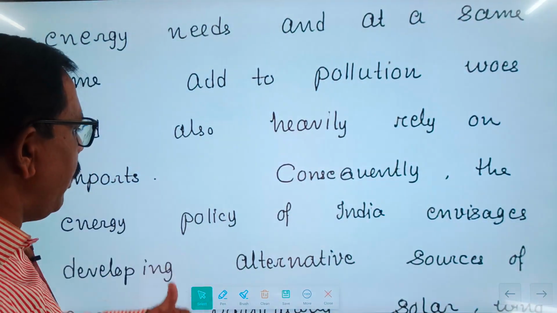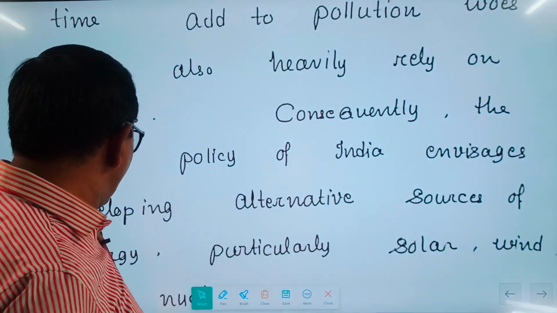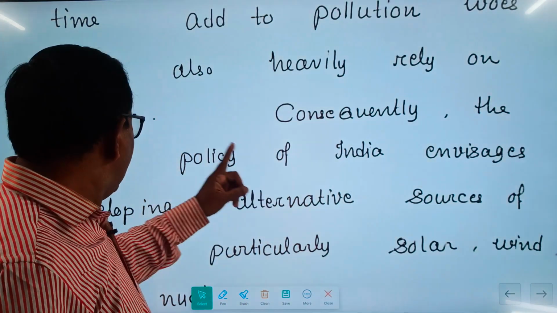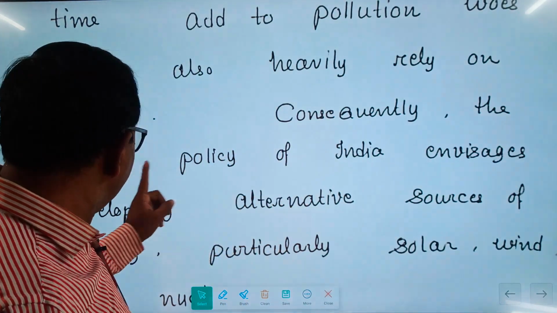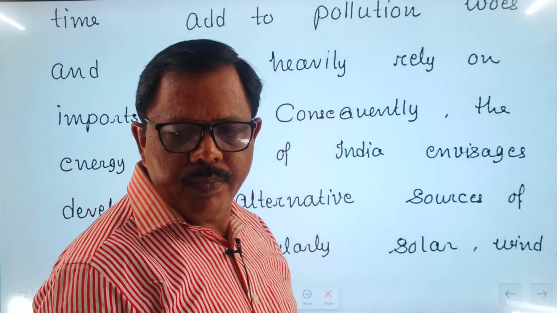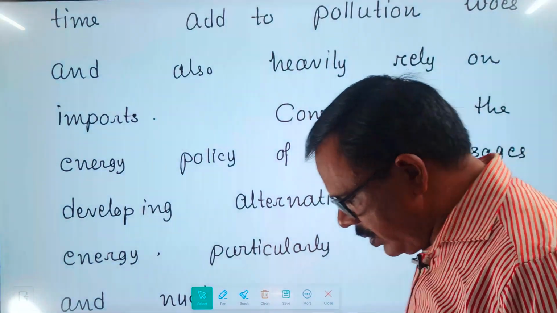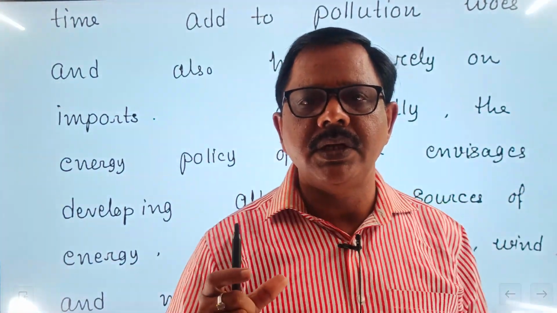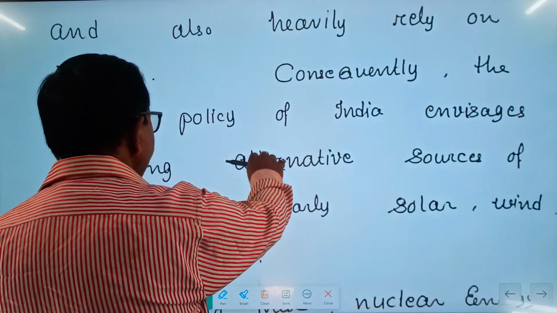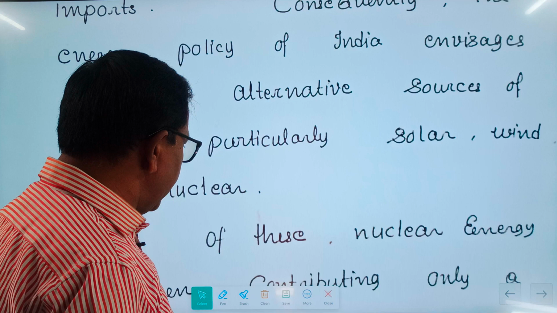Consequently, the energy policy of India envisages developing alternative sources of energy. Repeat once: the energy policy of India envisages developing alternative sources of energy. So you have to write this type of executive words, or you may say ornamental words, in the examination. Alternative sources of energy, particularly solar, wind and nuclear.